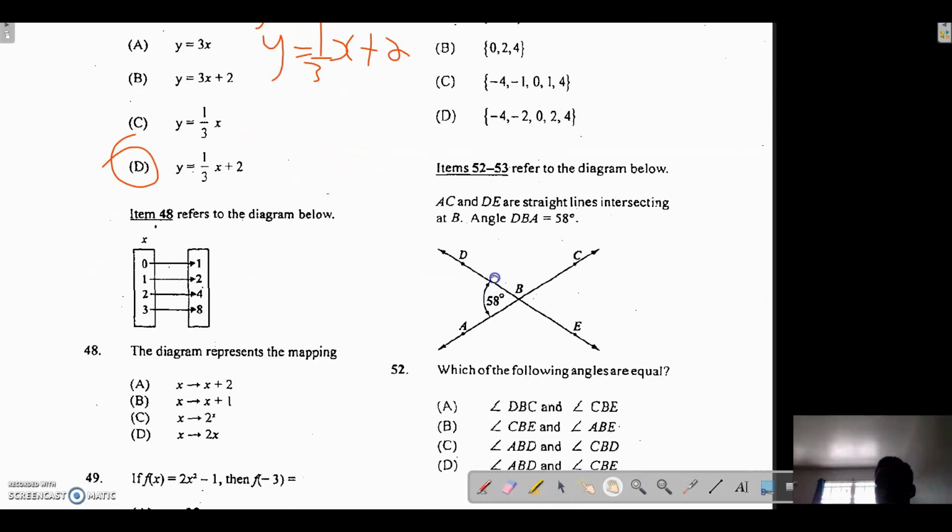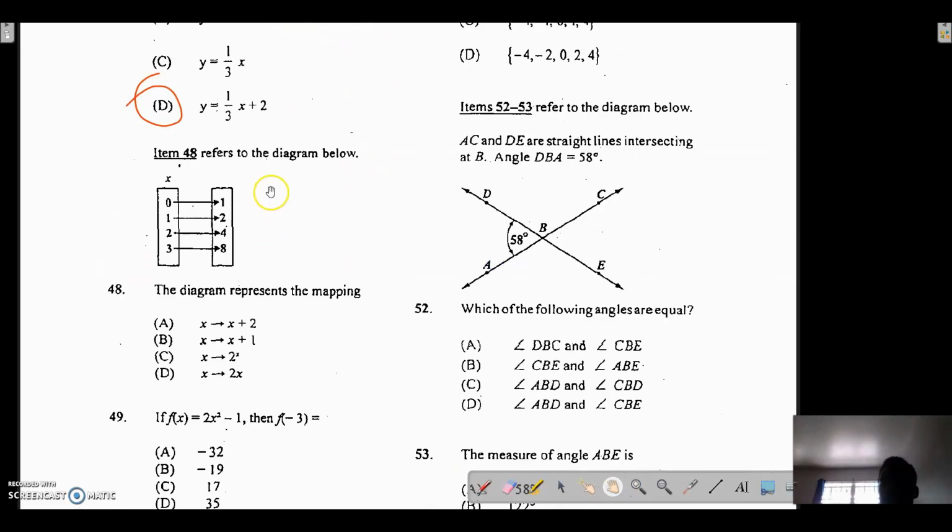Moving to 48. It says item 48 refers to the diagram below. Alright, so we have x and we have y. The diagram represents a mapping. X maps to. So we want to find out what function, when we put in these x values, we get out the corresponding values over here. Right, that they're mapped onto. Or what function is represented over here. Now is it x maps onto x plus 2? Now 0 plus 2 wouldn't give 1, so that's out.